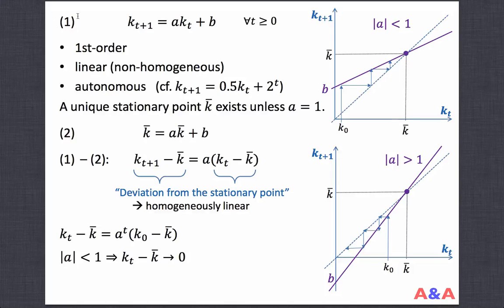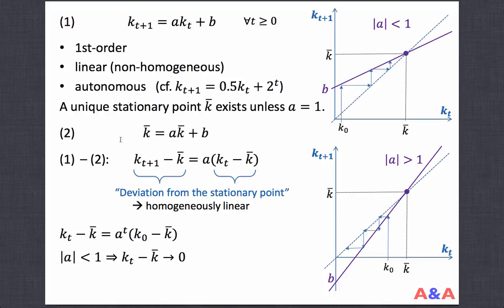Now, this system has a unique stationary point which we denote by k-bar, unless A is equal to 1. Instead of stationary point, I sometimes use the words fixed point or steady state. They all mean the same. What is meant by a stationary point k-bar is that if the current value of k is k-bar, then tomorrow is going to be the same.